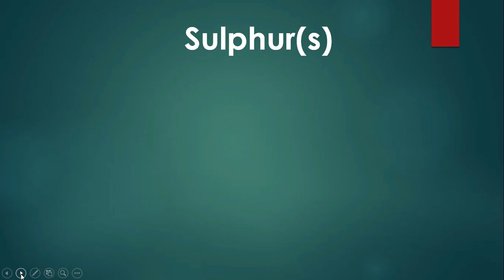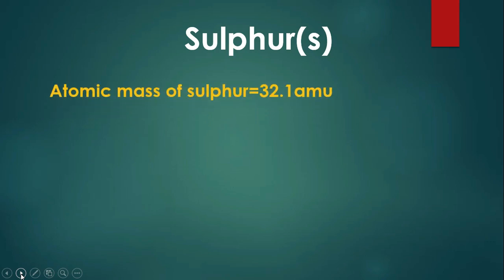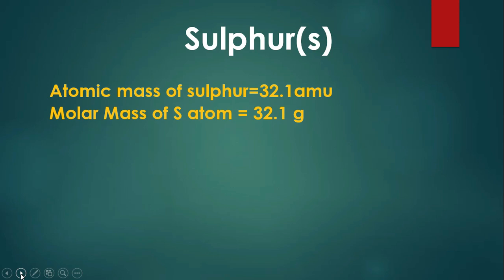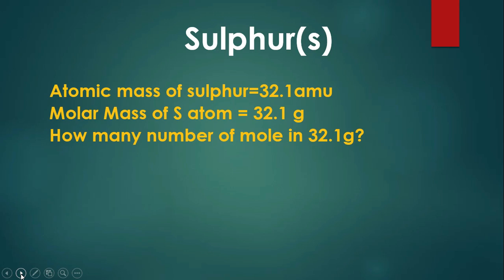Let's take an example of sulfur. The atomic mass of sulfur is 32.1 amu. So students, if the atomic mass of sulfur is 32.1 amu, what would be the molar mass of sulfur? Yes, students, the molar mass of sulfur atom is also 32.1, but in gram, not in amu, because now it is a molar mass, not the atomic mass. Now students, do you understand the difference between the atomic mass and molar mass? Good. How many moles are in 32.1 gram?